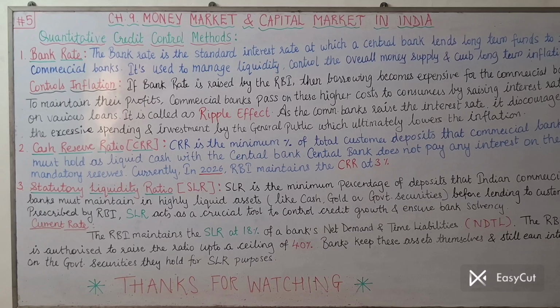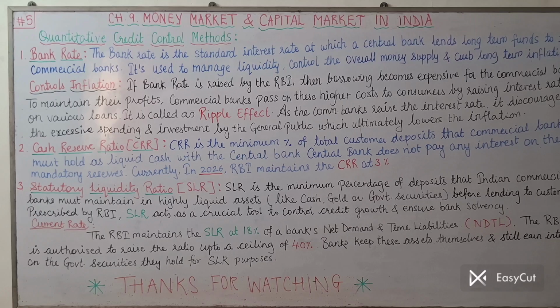Now how this rate works, let us see that in simple language. This bank rate is used to manage liquidity, control overall money supply and curb or control long-term inflation if it happens in the economy. Whenever the economy faces inflation, then to control that inflation, RBI takes help of this bank rate. Now how it works, let us see.